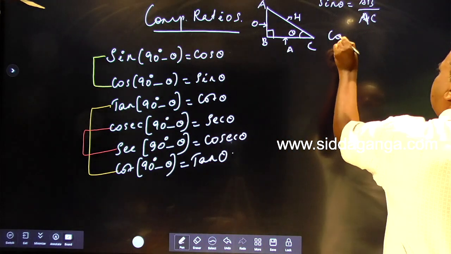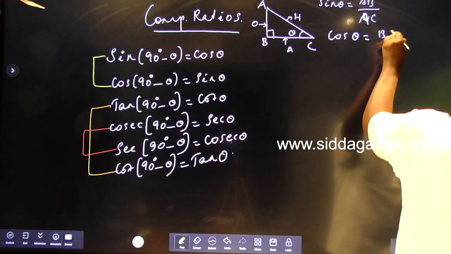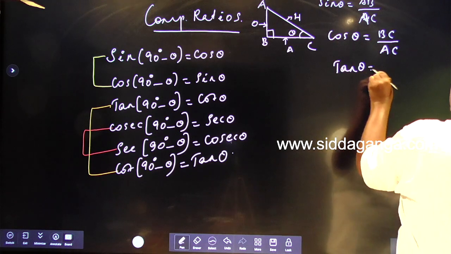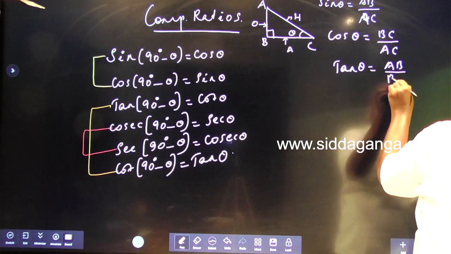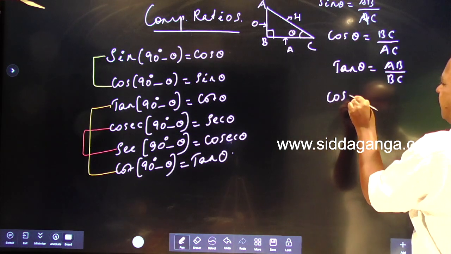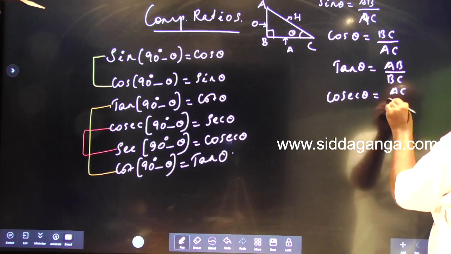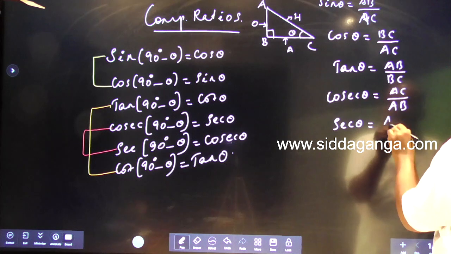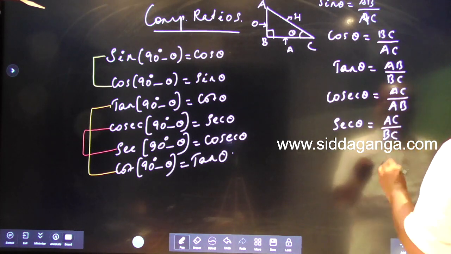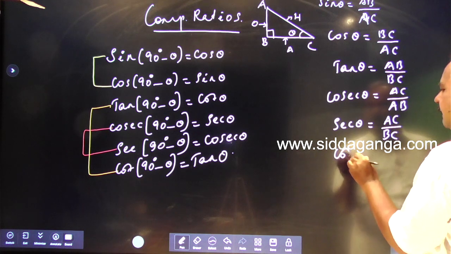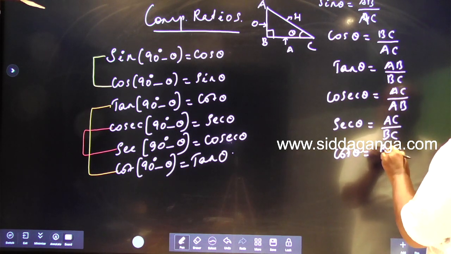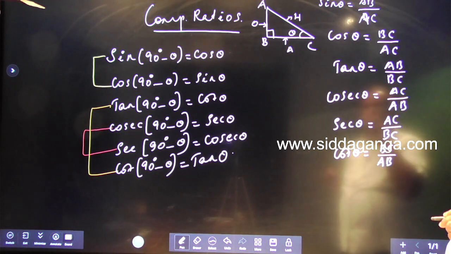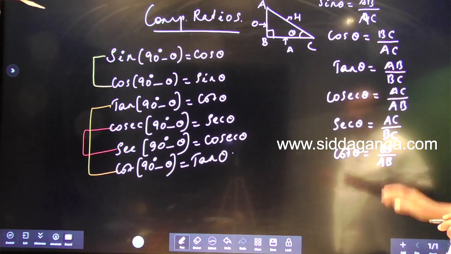Cos theta is, how do you define cos theta? BC by AC. Tan theta is AB by BC. Cosec theta is AC by AB. Secant theta is AC by BC. Cot theta is BC by AB. Okay. So these are the trigonometric functions.